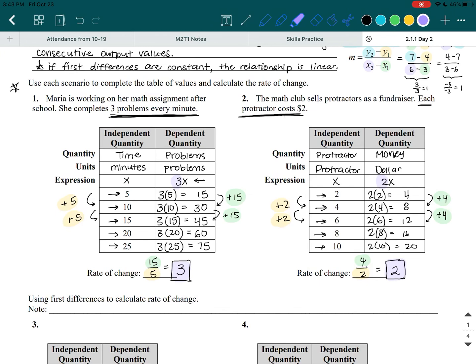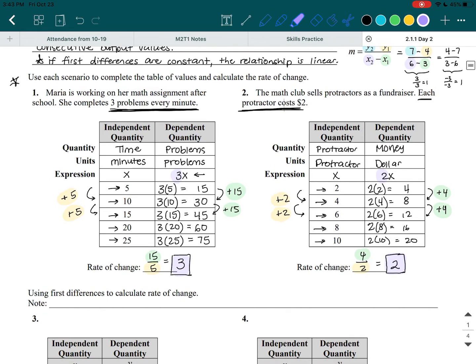Okay, so now where it says using the first differences to calculate the rate of change, and it says a note. The note is that you want to divide the green numbers. I don't know how else to call it. Let's just call it the green numbers.